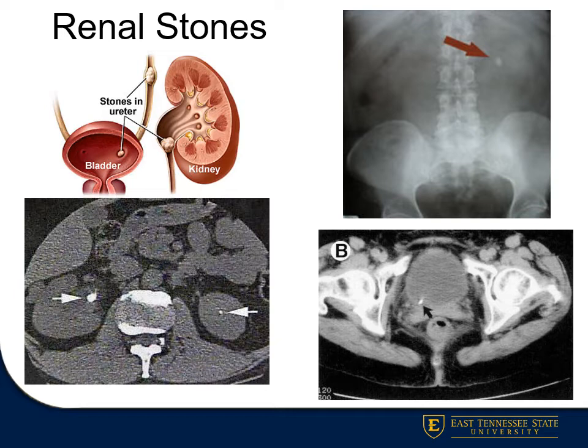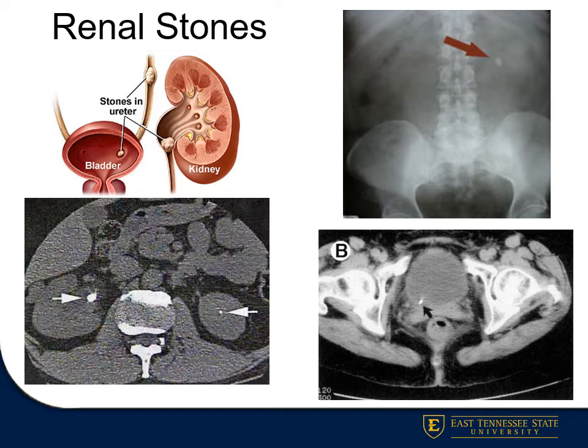The upper right image just shows a KUB or abdominal x-ray, and the red arrow is pointing to a stone in that upper left abdomen region. The two lower images are CT scans, and on the left side of the screen in that CT scan you can see the arrows pointing out renal stones. The one on the right side of that image is probably just an intraparenchymal stone in the kidney. The one on the left side is probably at the ureteropelvic junction, about to come out of the kidney.